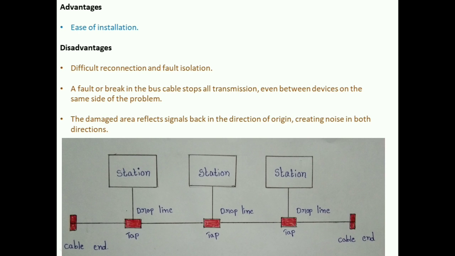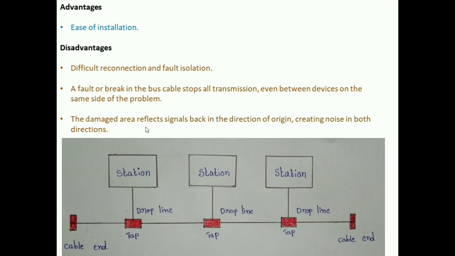That is, reconnecting the stations to this particular cable and isolating the faults is somewhat difficult when compared to the other types of topologies. And also, if a particular station has a fault or break in this particular cable, then the complete transmission comes to an end, because if this particular station has a problem at this place, the communication from this place to this place will be terminated.